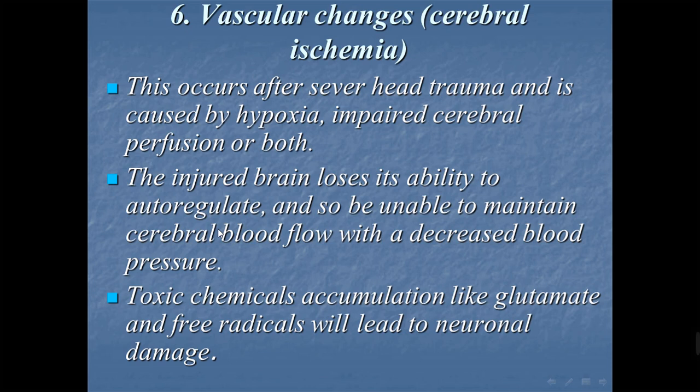Now, other secondary brain injuries: vascular changes, like cerebral ischemia, just like CVA. This occurs after severe head trauma and is caused by hypoxia, impaired cerebral perfusion, or both of them. The injured brain loses its ability to auto-regulate and so is unable to maintain cerebral blood flow with a decreased blood pressure. Toxic chemicals accumulate, like glutamate and free radicals, and will lead to more and more neuronal damage to the brain. In fact, they present just like a case of CVA. For example, hemiplegia, etc.